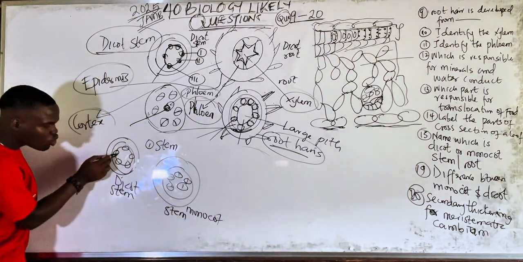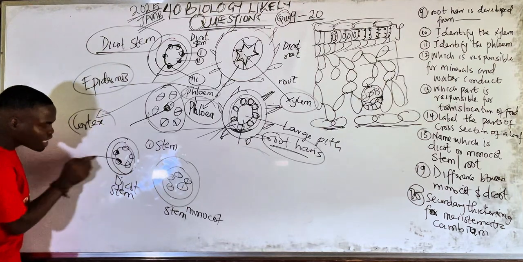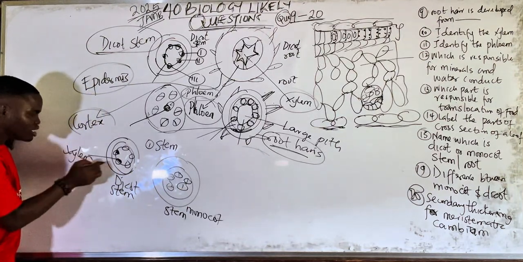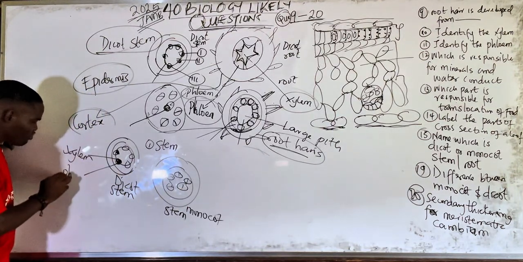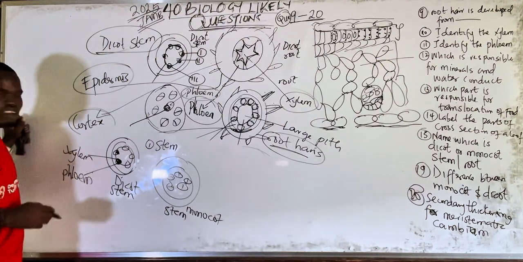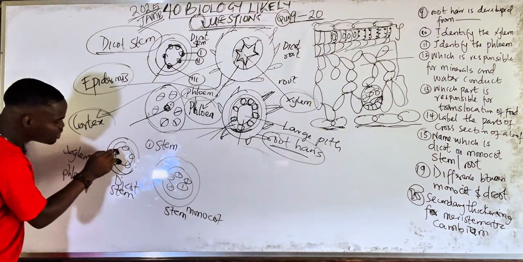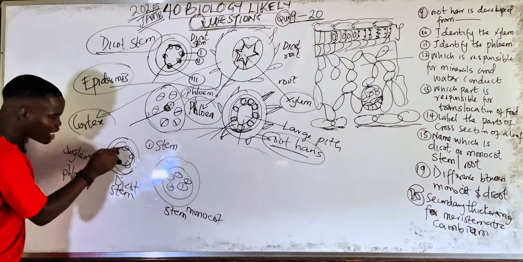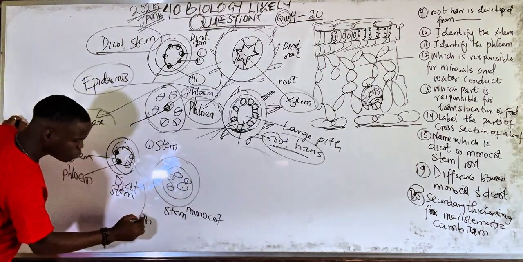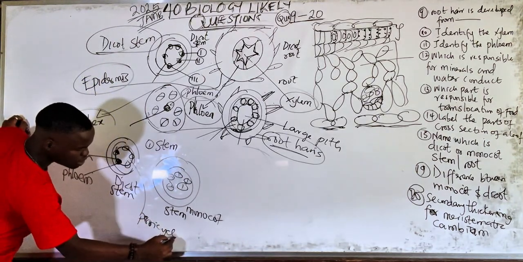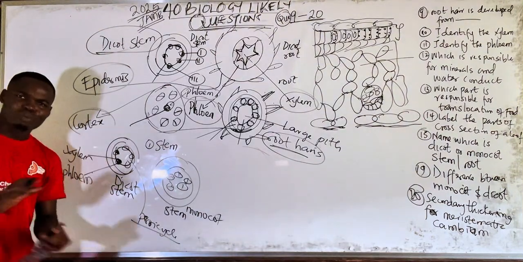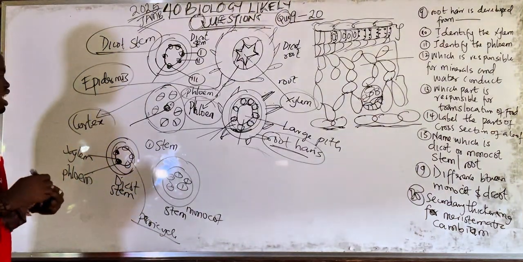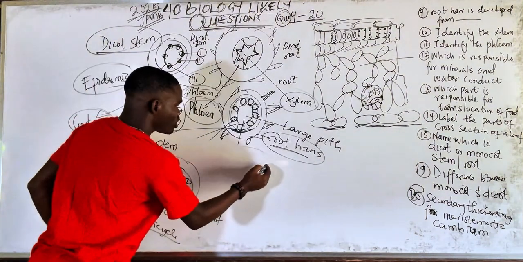The one that is closer to the center is the xylem. The one that is outside is the phloem. Very easy. This ring that is inside here is the pericycle, okay? Pericycle. Very easy, no pressure. Now, I'm done with stem. Let's go to roots.